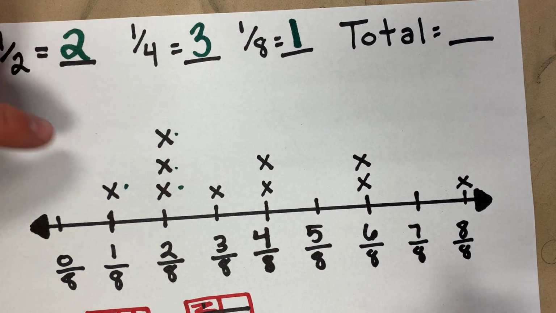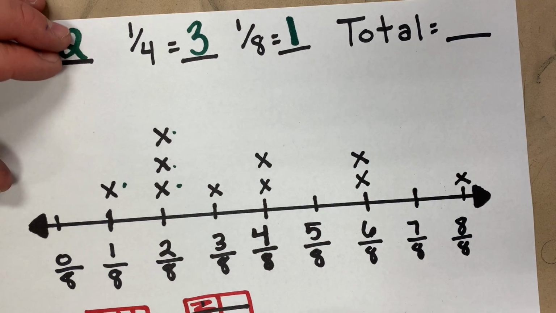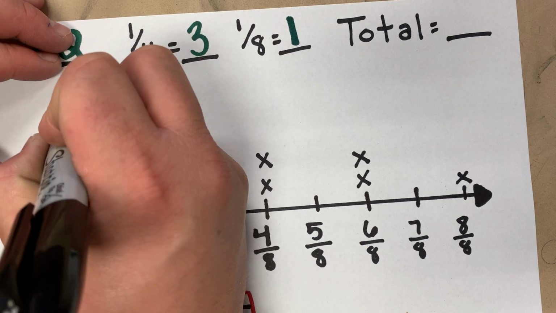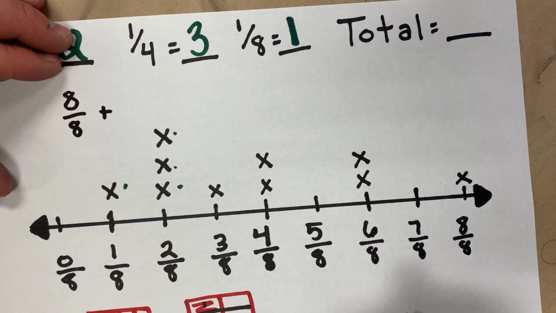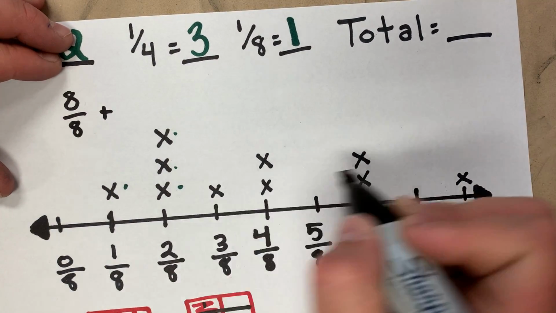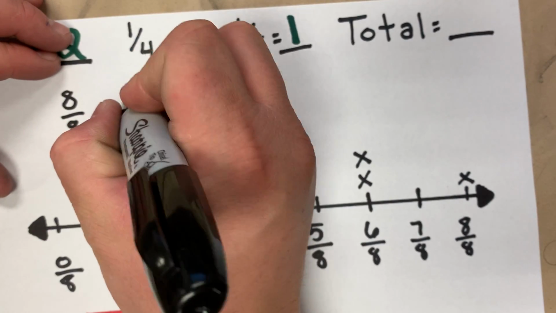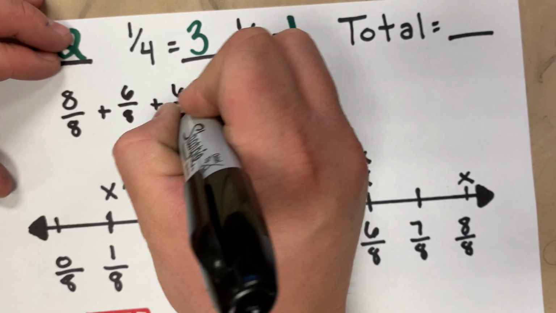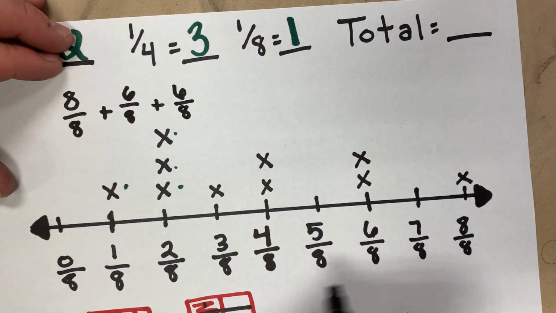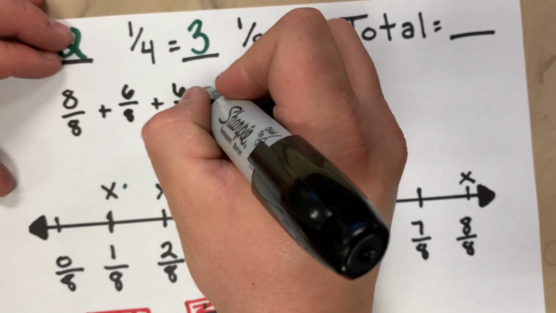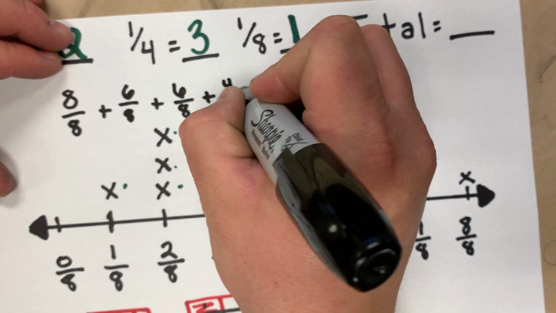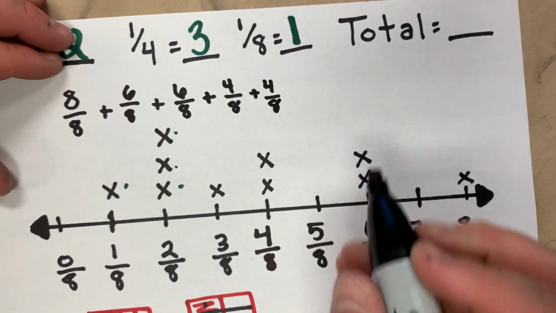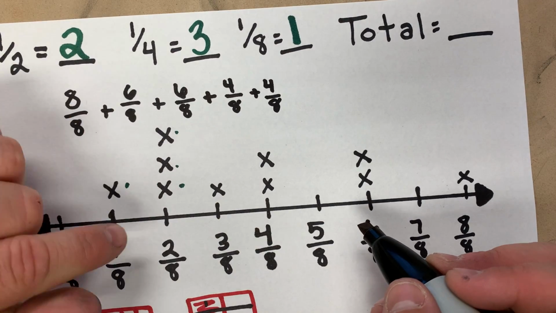So the first thing that I've got, I noticed that down here, this is 8/8. And I have one of those. 8/8 plus, let's start here and go 2 6/8. So 6/8 plus 6/8. Now, moving into my 4/8. 4/8 plus 4/8. Notice I did 2 because there's 2 4/8 objects.